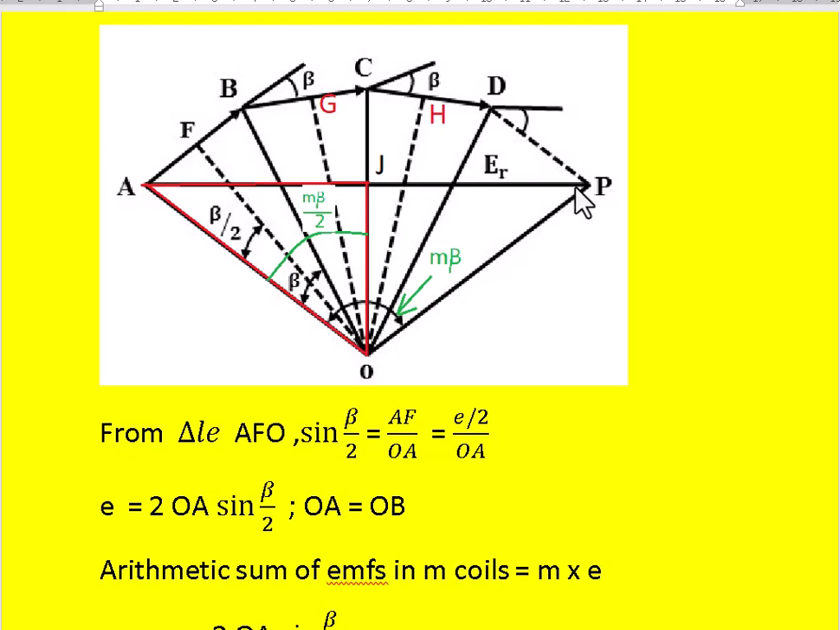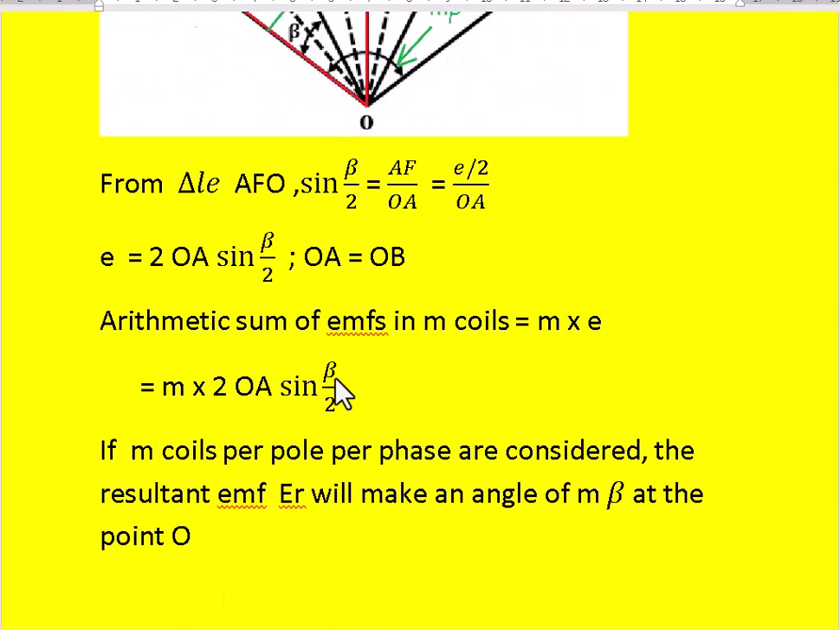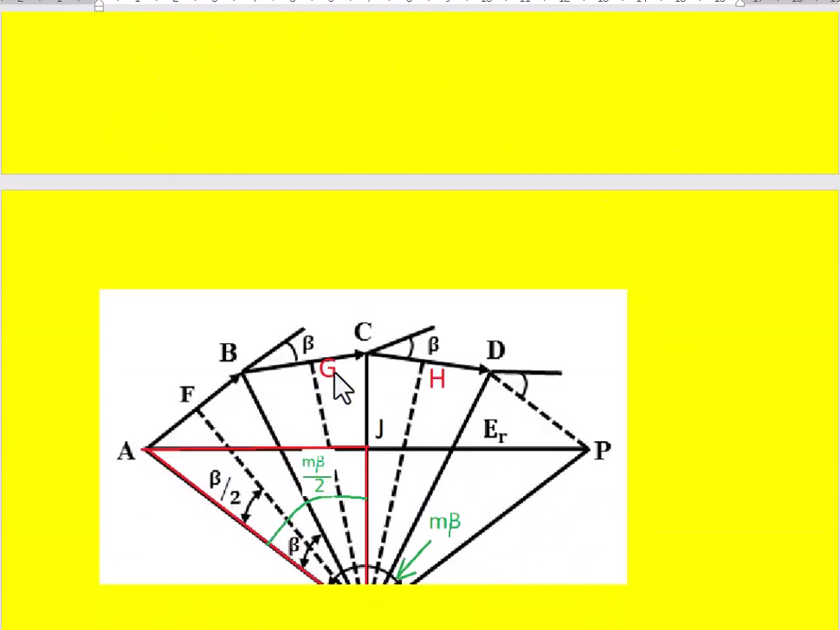AJ divided by OA. What is AJ? AJ is nothing but half the AP. What is AP? It is nothing but ER. So AJ means ER by 2.